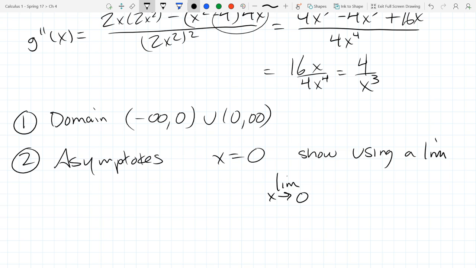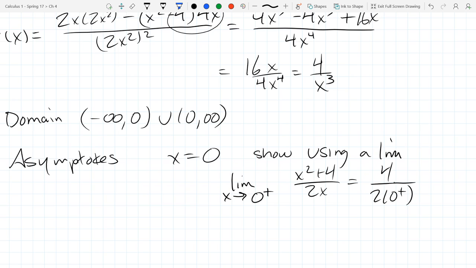So we're going to approach 0. I recommend doing the positive side. It's usually one less negative to worry about. And our original function, x squared plus 4 over 2x. So we're going to get 4 over 2 times positive 0, so 4 over a tiny number. That's going to be positive infinity here. Everything is positive: positive 4 over positive 2 times a tiny positive number. So that's going to be a very big positive value.